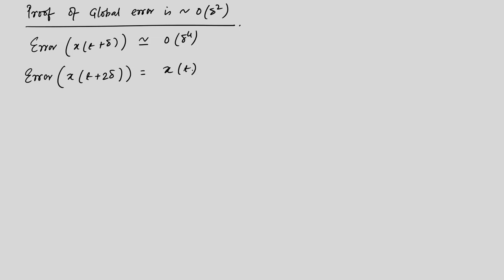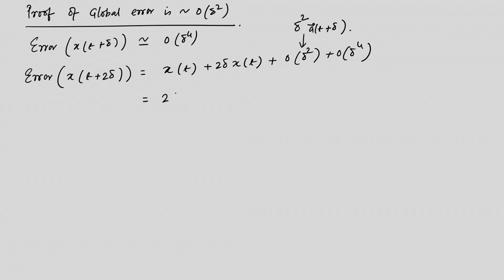equal to x of t plus 2 delta x of t plus order delta square plus order delta to the power 4. This delta square of course involves acceleration, but we are not writing it explicitly, since this term is like delta square a(t), or a(t + delta). We do not need it, that is why we are not writing it here. We are neglecting terms from here onwards. So, this can be written with a bit of manipulation as twice of x(t + delta) minus x of t, and then again plus order delta square, order delta to the power 4.